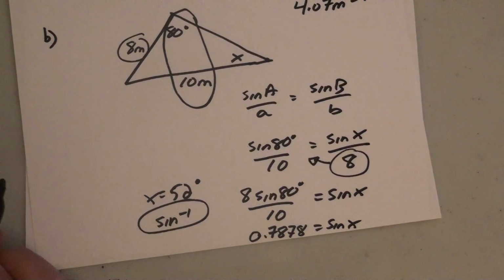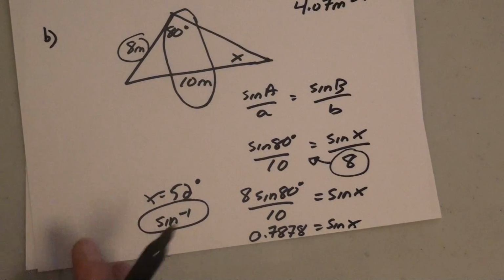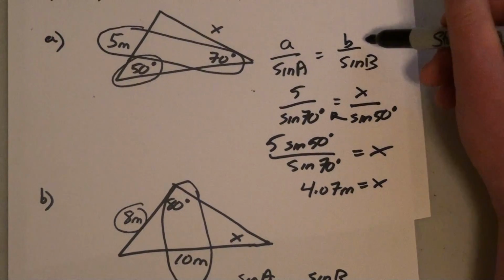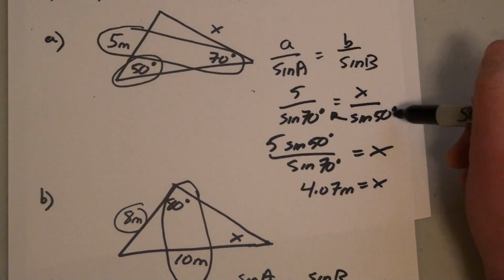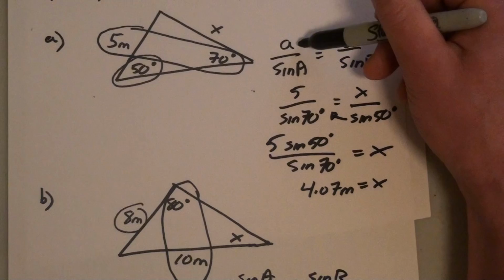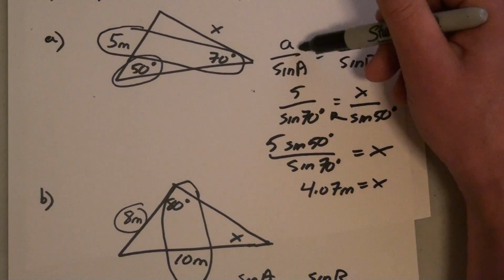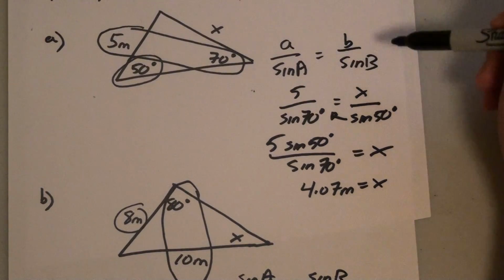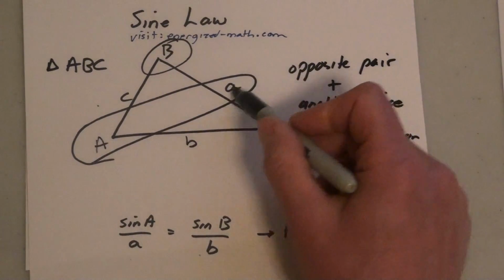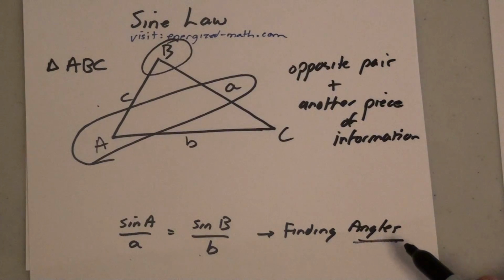Again, there are two versions for using the sine law: one where you have the angle on top, the other where you have the length on top. In either scenario, you're going to take your bottom across and turn it to multiplying. It works in opposite pairs, so you set up your opposite pair equals the other opposite pair, where one of them will be an unknown. You know when to use the sine law because it will have an opposite pair and another piece of information.